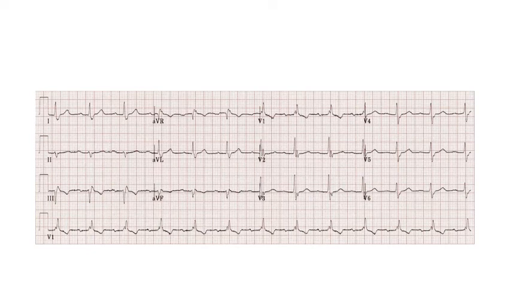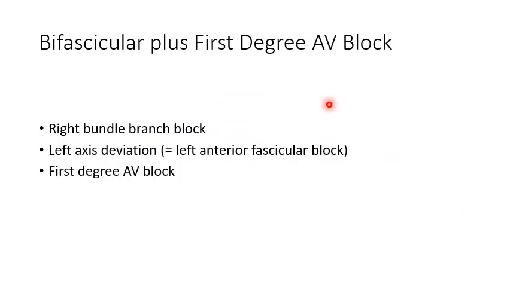Now this is one more example of a block we are going to discuss. In this case, you can see the PR interval is prolonged. So there is PR interval prolongation. Again, the axis is deviated as left axis deviation, and V1 is upright. So this is RBBB. So now this is called bifascicular plus first degree heart block. Previously, this ECG was interpreted as a trifascicular block, but this was not a true trifascicular heart block, because in this case there is only prolongation of the PR interval.